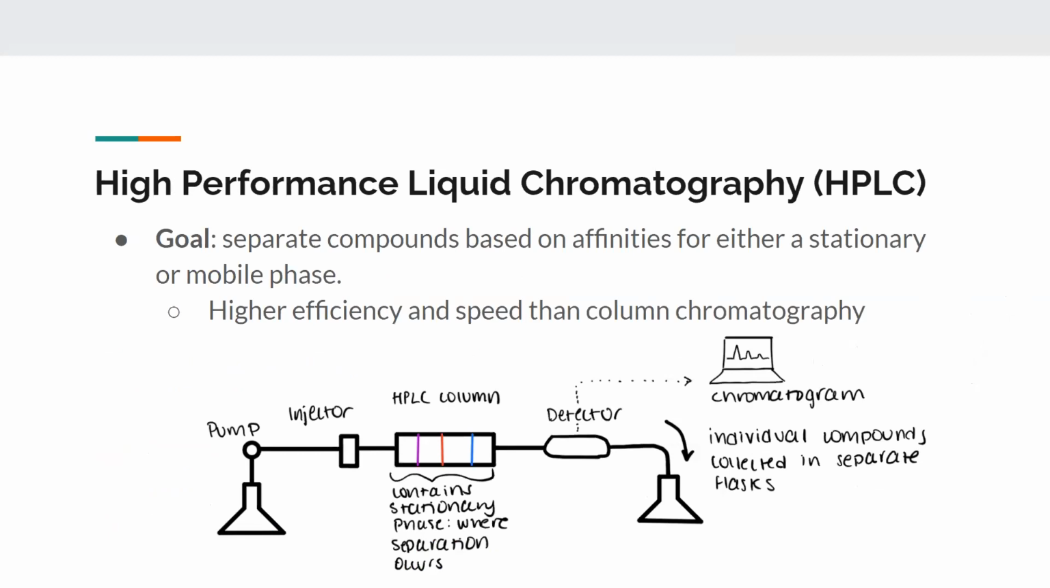So below is a picture of what HPLC looks like. A mixture will enter in the injector and will be separated in the HPLC column. The column contains the stationary phase. As the components exit the column and approach the detector, a chromatogram will be formed. The individual components are then collected in separate flasks. And in case you can't read my handwriting, I said HPLC column contains stationary phase where separation occurs. Next slide, please.